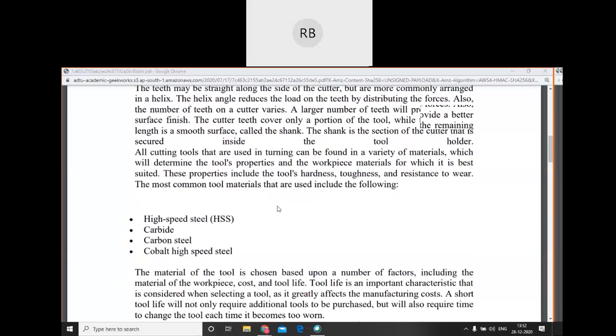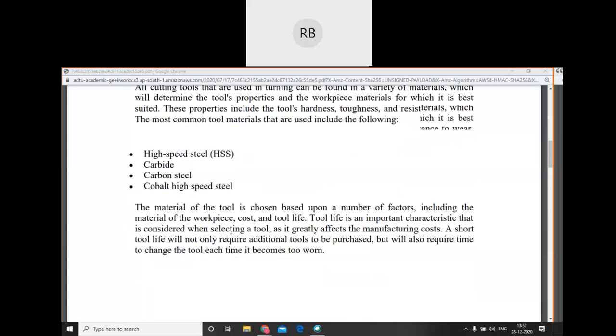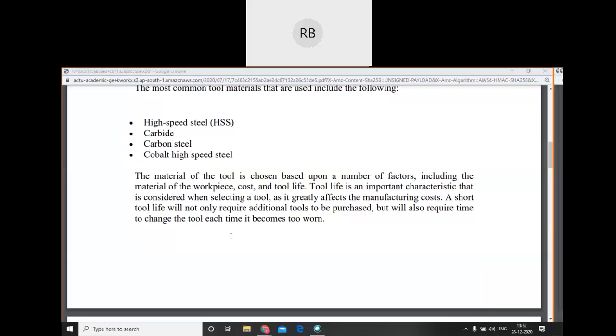All cutting tools that are used in turning can be found in a variety of materials, which will determine the tool's properties and the workpiece material for which it is best suited. These properties include the tool's hardness, toughness, and resistance to wear. The most common tool materials in use are as follows: high-speed steel, carbide, carbon steel, and cobalt high-speed steel. These two, high-speed steel and carbon steel, I think you can see in your workshop also.